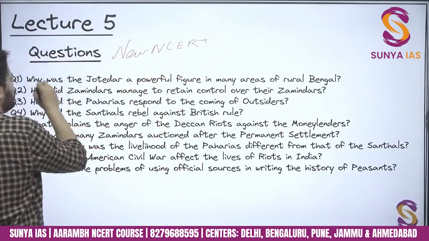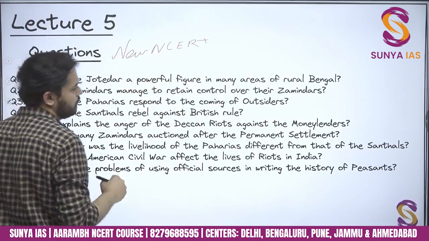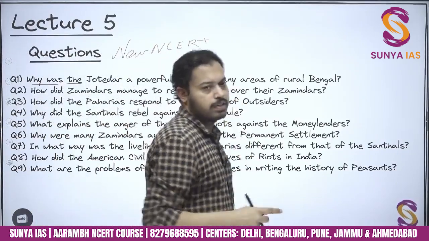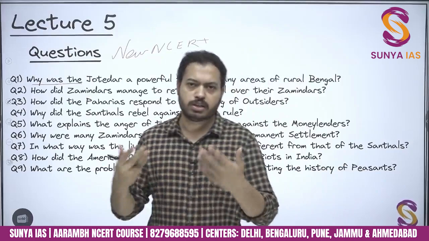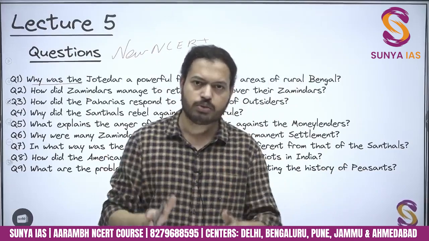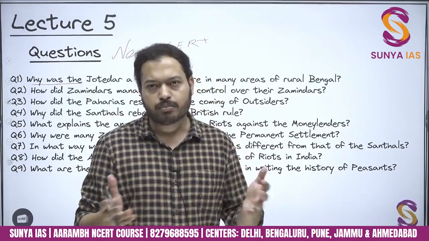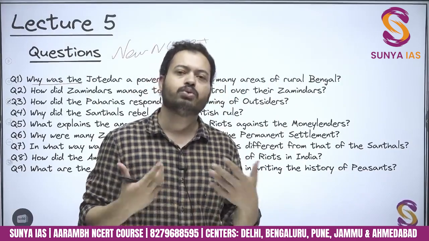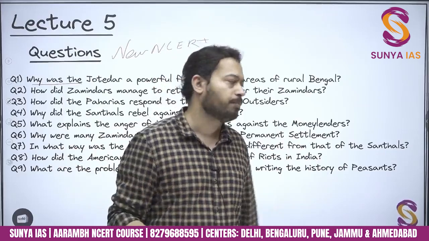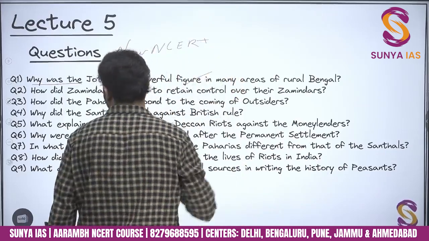So why was the Jotedar a powerful figure in many areas of rural Bengal? I've explained the comparison: the Jotedars' powers increased because they were always present in the villages. Zamindars, although they had far more area in their control, were usually absentee landlords. Okay, so those things can be mentioned in this question.